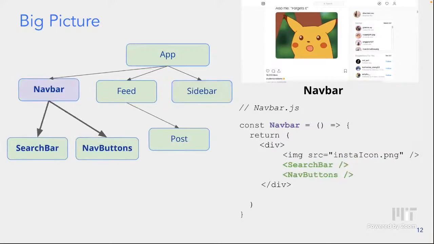And then the navbar would also be divided into all of its little components, like a bunch of buttons, a search bar. And you can also just have an image in the code. Like this is just HTML code. This is HTML, and you can include the components you want. So here I put the little Instagram icon, and then I put a search bar, and then I put nav buttons, and then those would be defined in their own files.